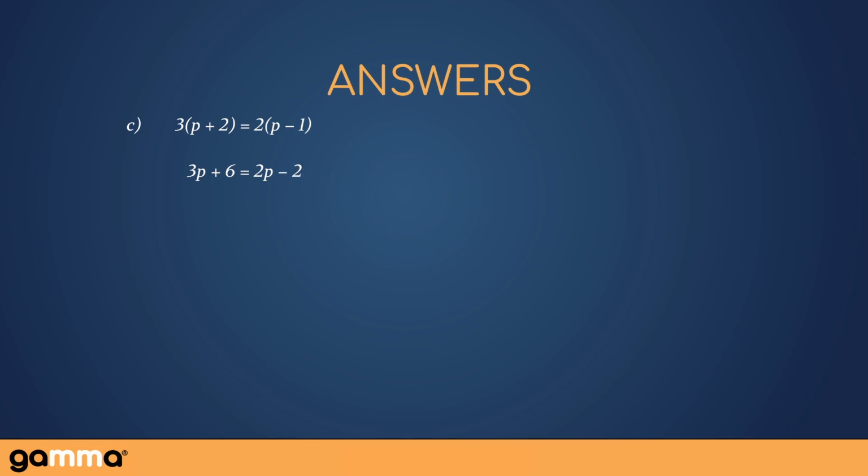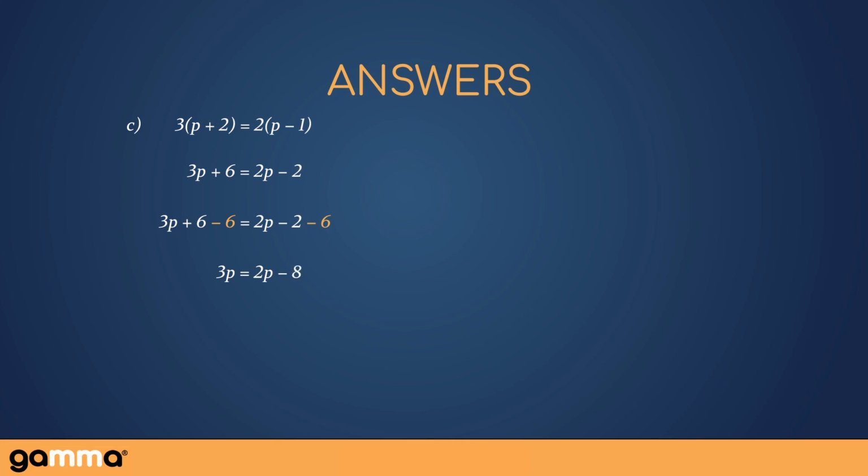From here, we need to get rid of the plus 6. So we need to subtract 6 on both sides of the equal to sign. So we will have 3p plus 6 minus 6, which is equal to 2p minus 2 minus 6. Now, simplifying this, we will have 3p, 6 minus 6, that's 0. So we will have equal to 2p. Now, minus 2 minus 6, our answer is minus 8.